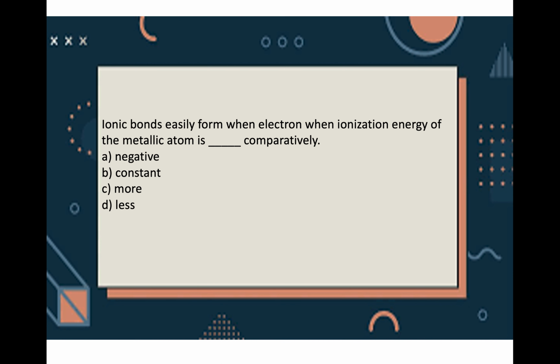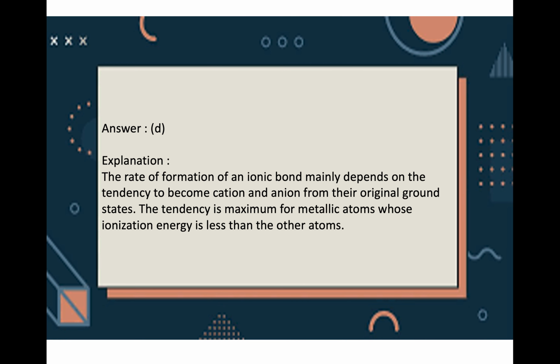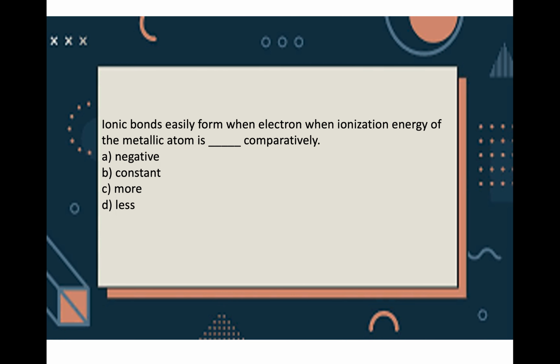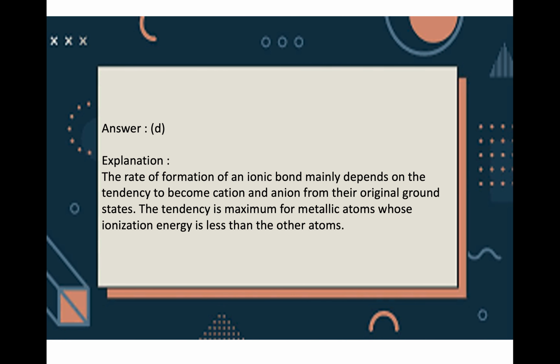Now next question is, ionic bonds easily form when the ionization energy of the metal atom is dash comparatively. Is it negative, constant, more or less? It is option D, which is less, because the formation of an ionic bond mainly depends on the tendency to become a cation and anion from their original ground state. So the tendency will be maximum for metallic atoms whose ionization energy is less than the other atoms.